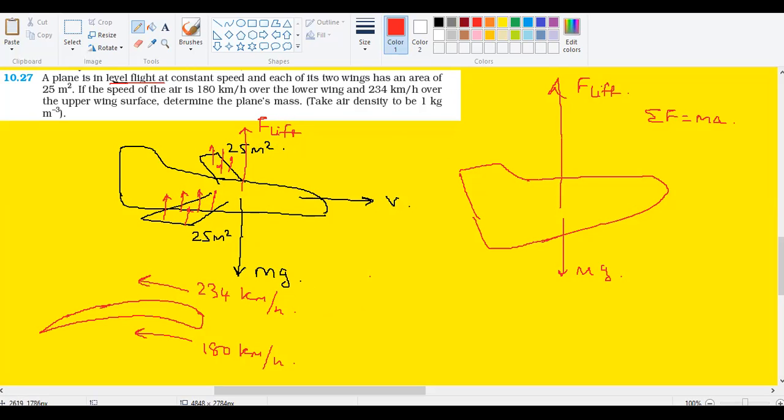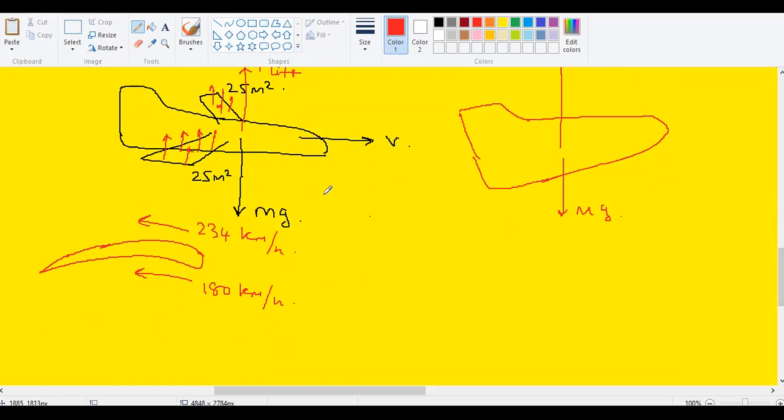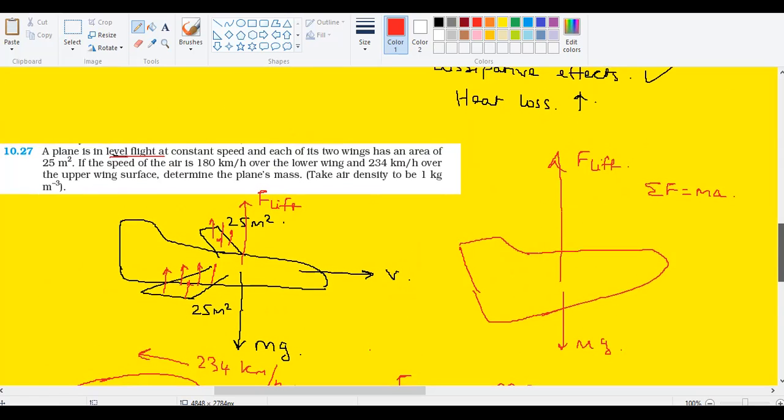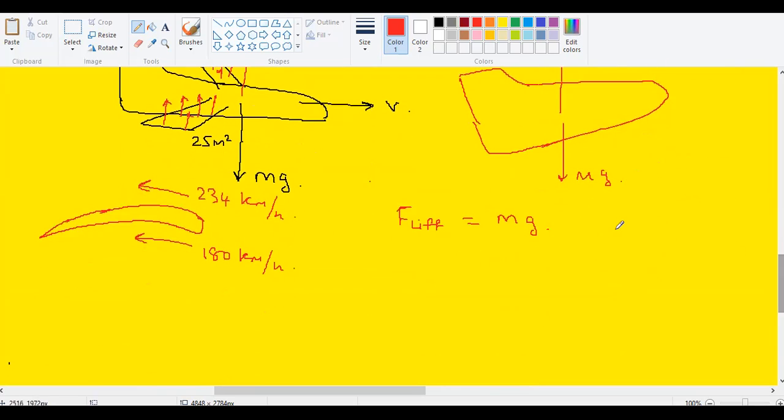Okay, so after that, it's very simple. F lift is equal to mg. I think they're asking you to find the weight of the plane, to determine the plane's mass. So they're asking you to find the mass. Gravity, you know, is 9.8 or 10.